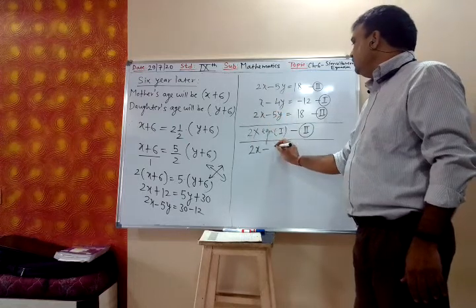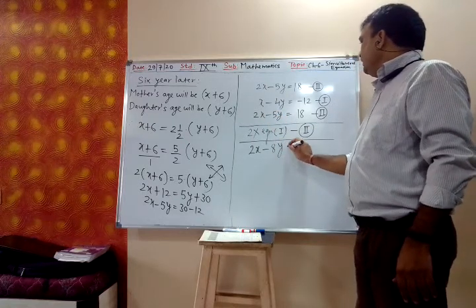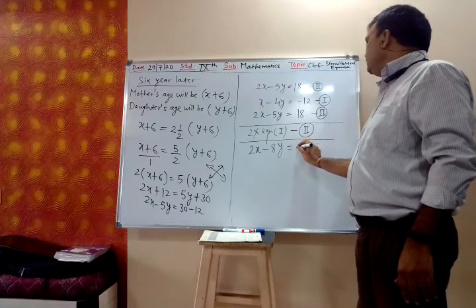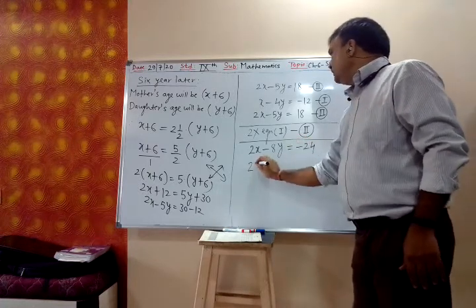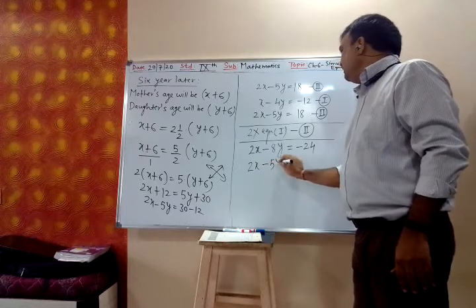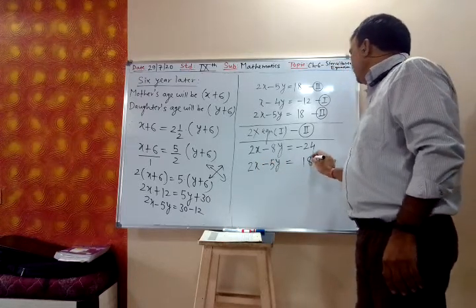We are equating x. So multiply equation 1 by 2. So 2x minus 2 into 4, 8y is equal to 2 into minus 12, minus 24. Then equation 2, 2x minus 5y is equal to 18.